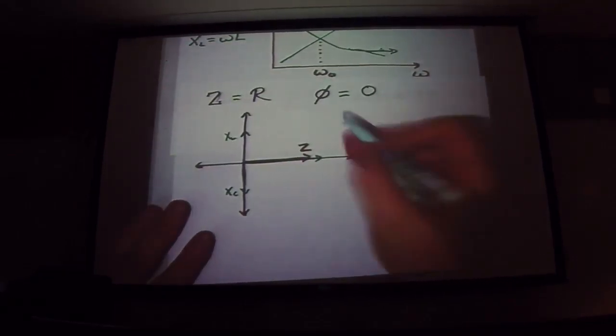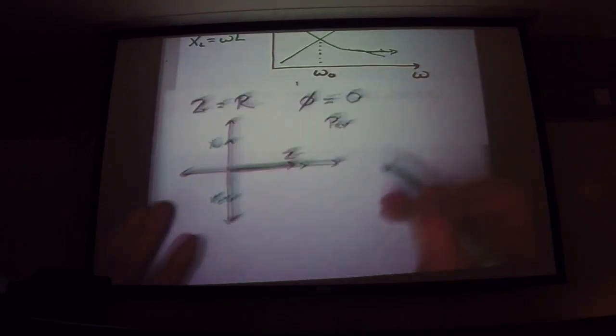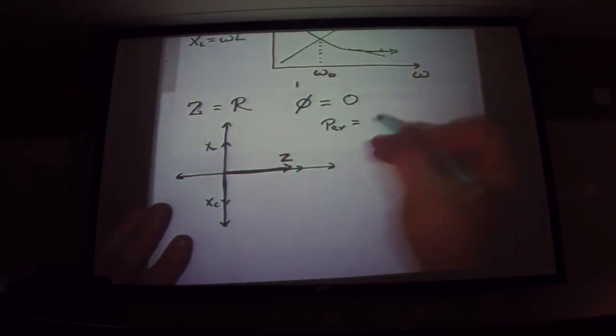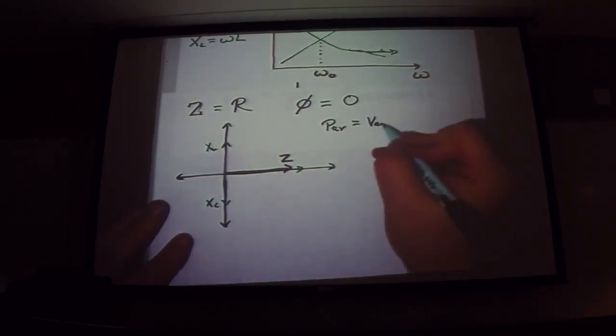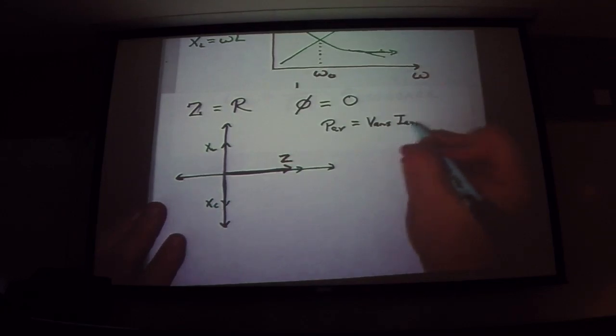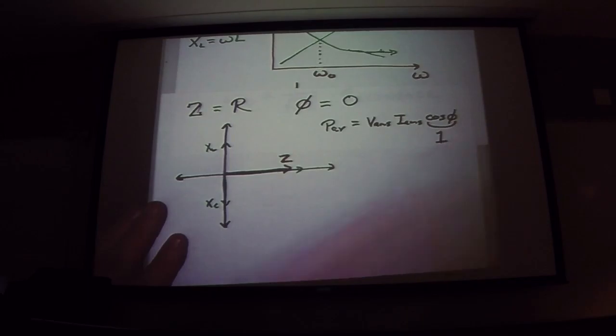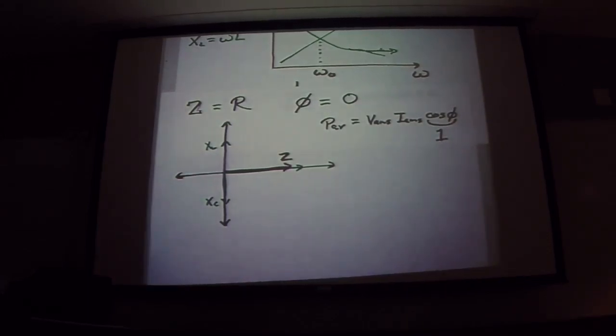The average power is the I_RMS V_RMS cos phi. Well, if the phi is 0, this factor is 1. So you get your maximum power output at resonance. So you get maximum RMS current, your maximum power output.